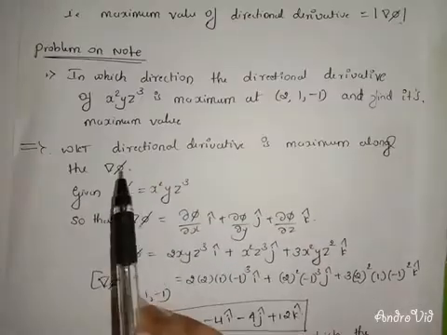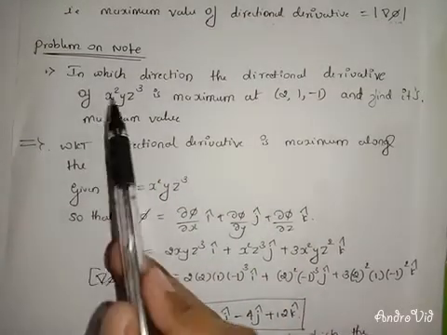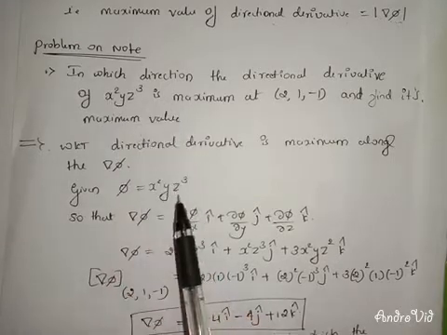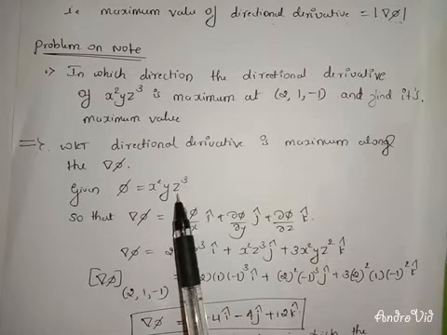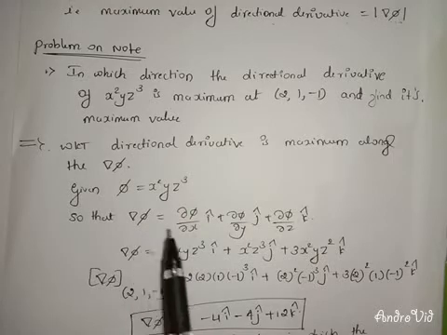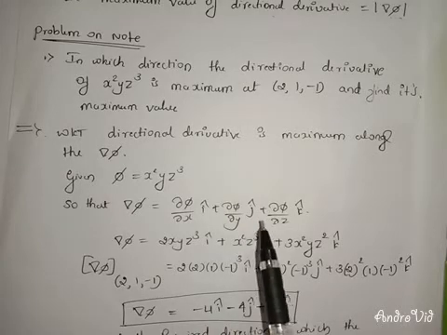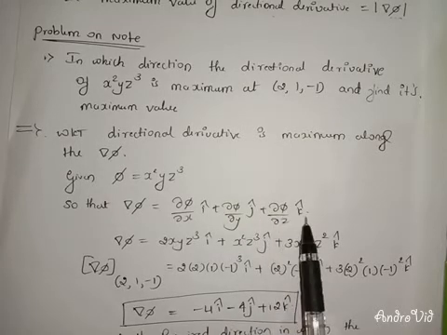So you know that the directional derivative is maximum along del phi. The phi given here is x square y z cube, so phi equals x square y z cube. Let us find del phi. Del phi means gradient of phi. You know the definition: dou phi by dou x into i plus dou phi by dou y into j plus dou phi by dou z into vector k.